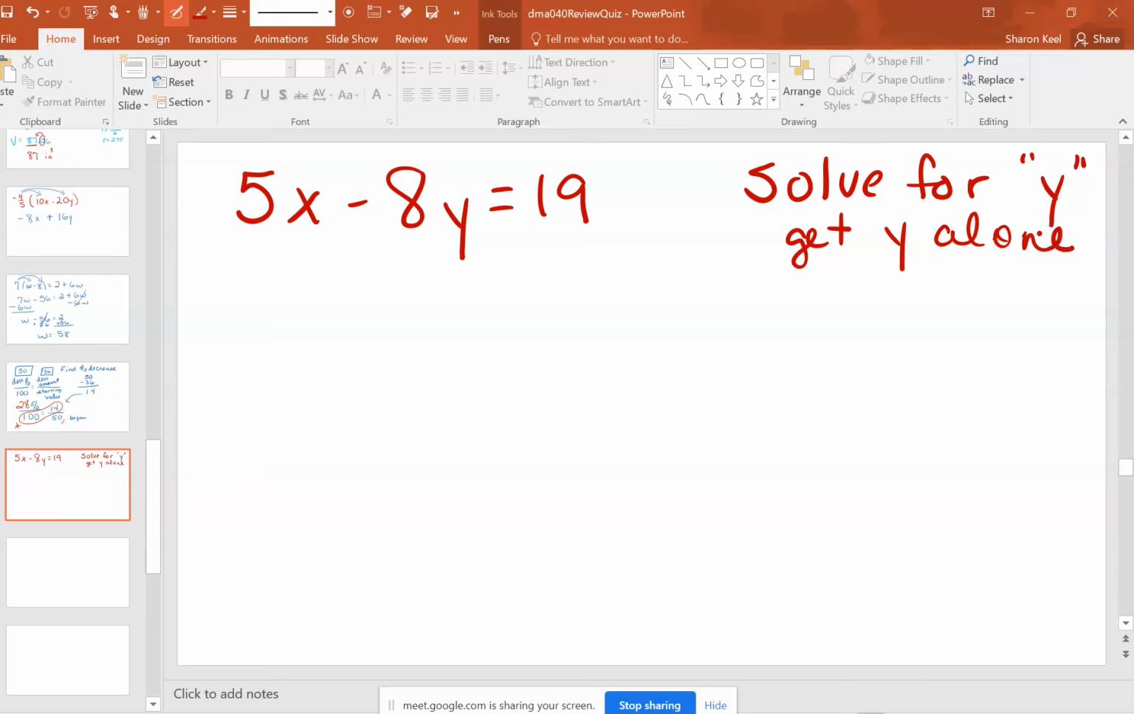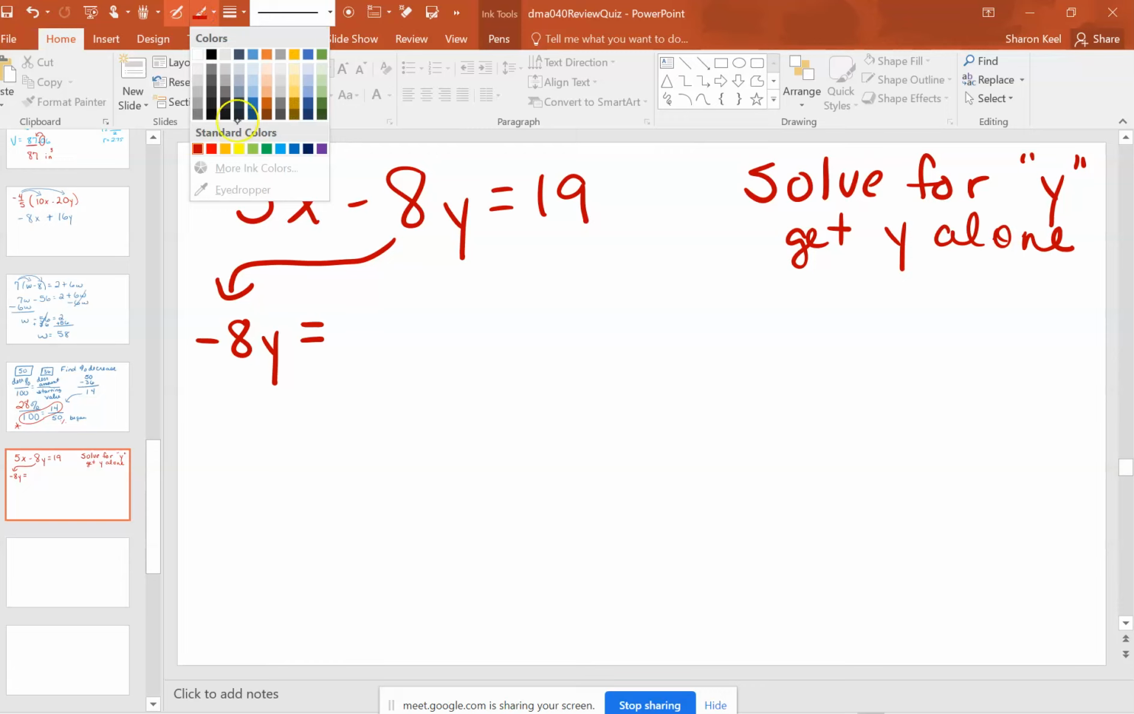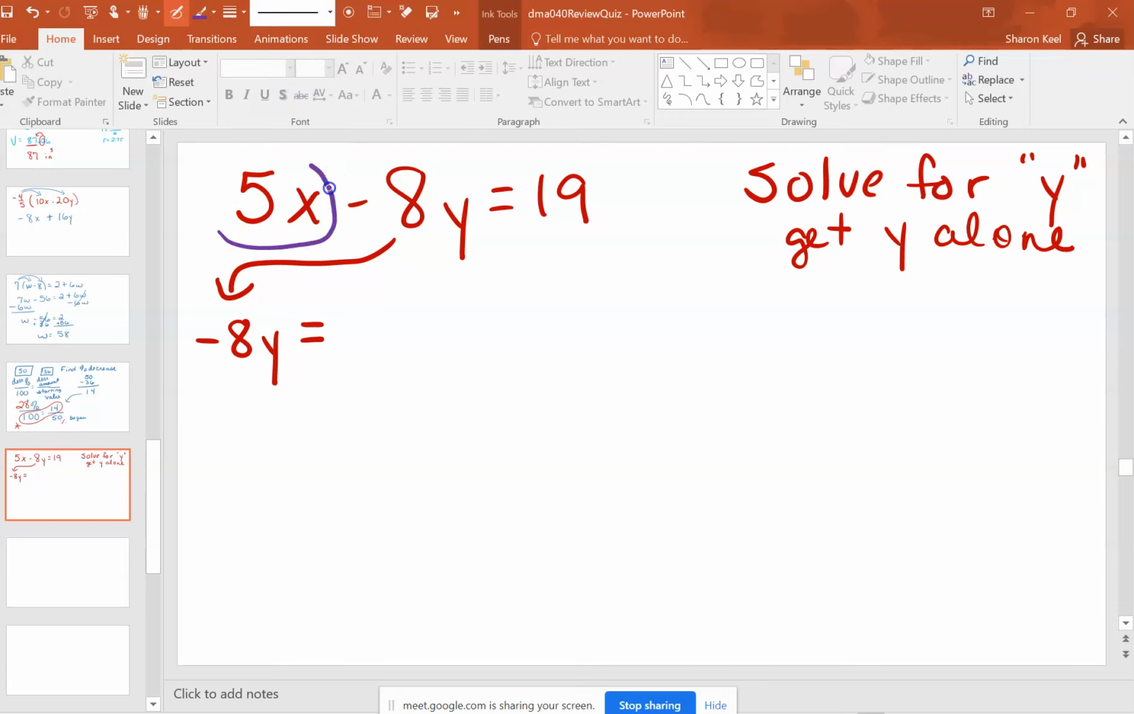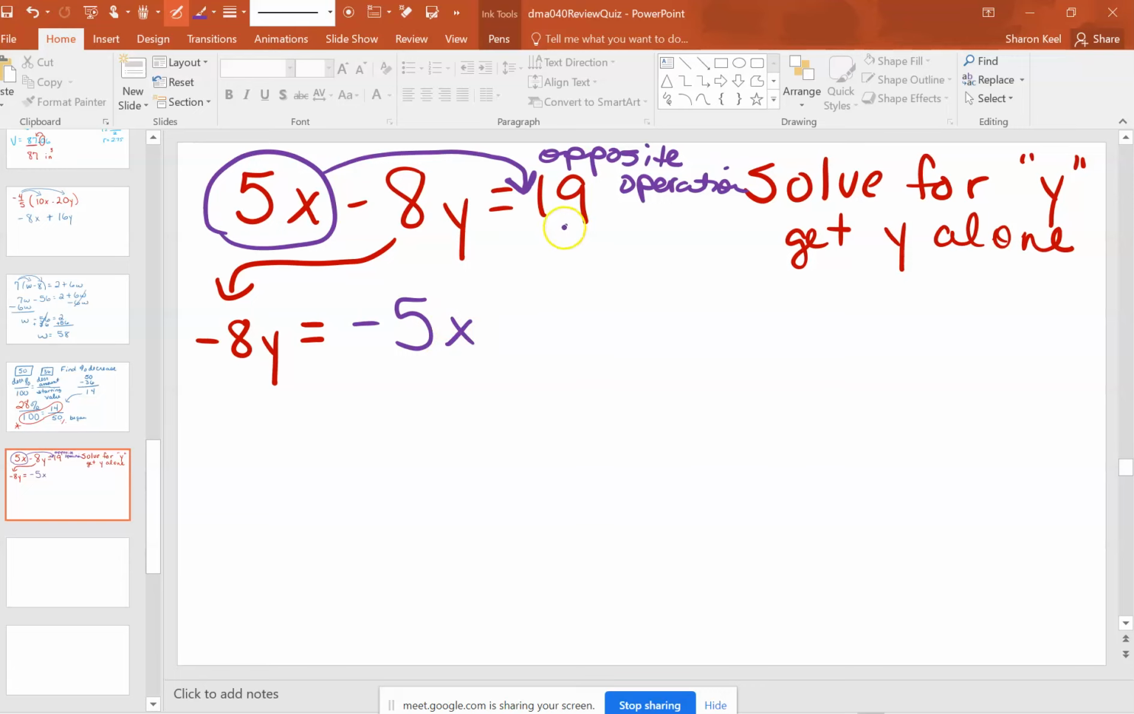For this problem, what we're going to do first is we're going to bring down the negative 8y, and then we're going to put our equal sign. The next thing we're going to do is we're going to take this 5x, we're going to move it immediately after the equals, and when we move it, we always use the opposite operation. So here it's a positive 5x. When I move it, it's minus 5x. And then the 19, I'm just going to bring down.